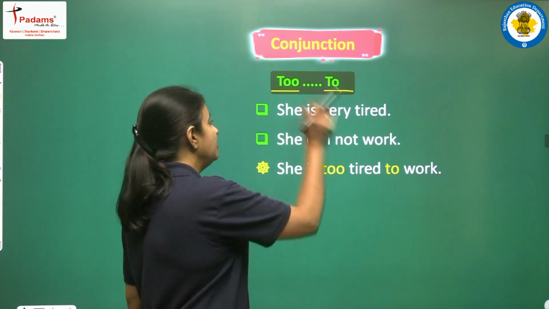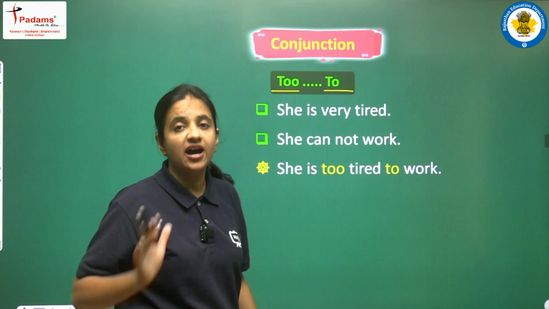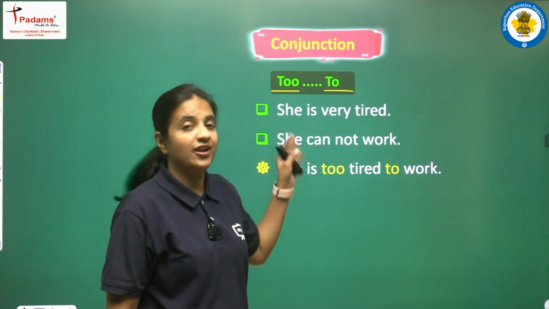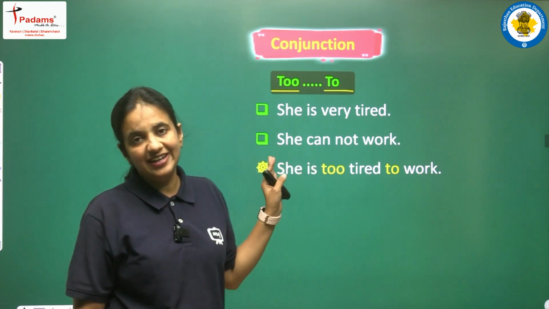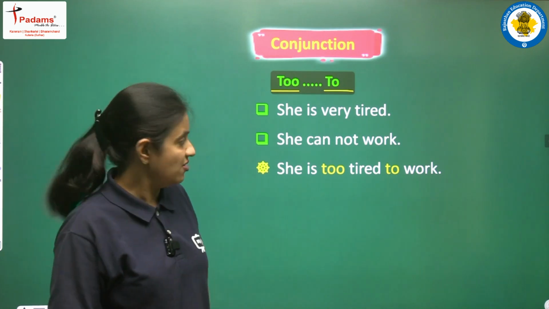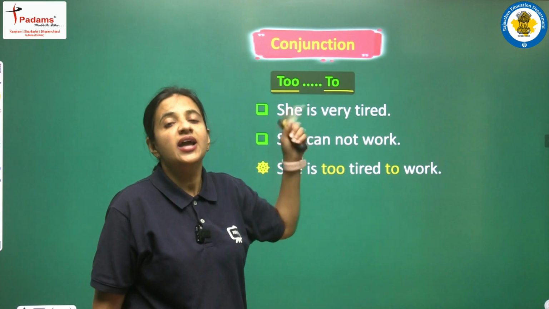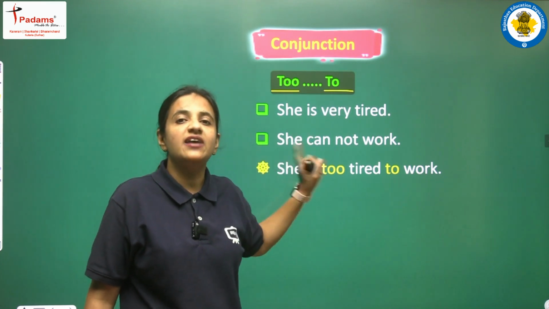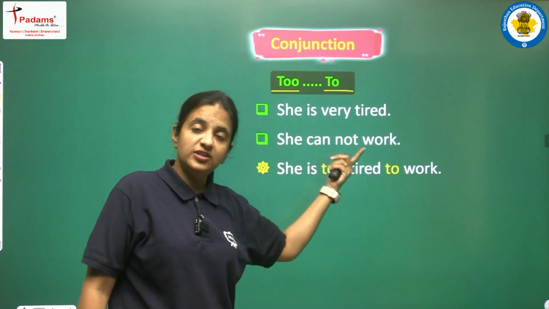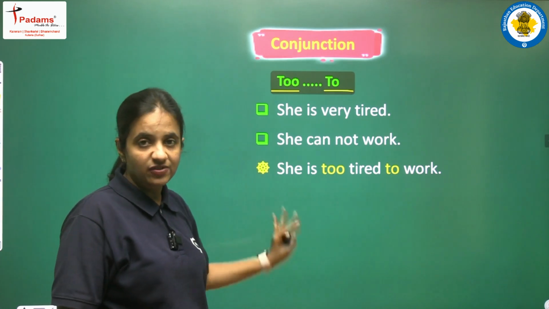Let's read the sentences first of all. Here we have: she is very tired. Next: she cannot walk. After reading the sentences, again we can say one thing: in the first sentence we have an adjective, and in the second sentence we are trying to show the result of this. Yes, this is what we have here.